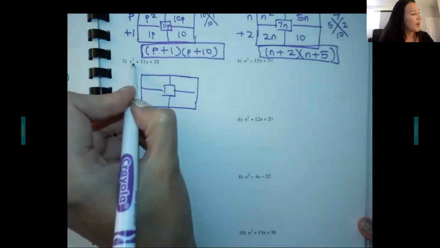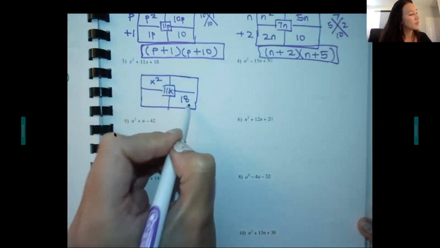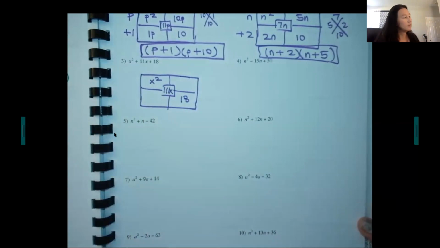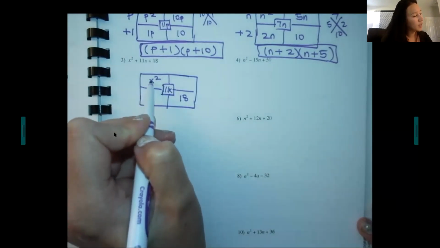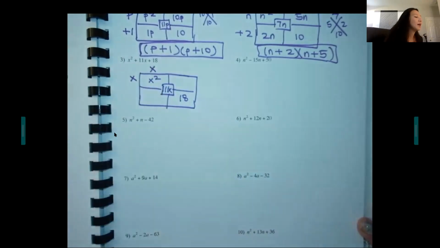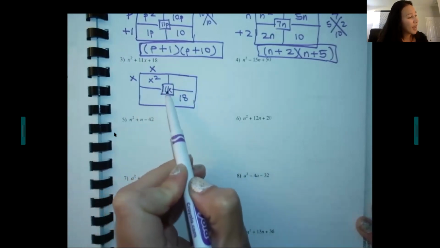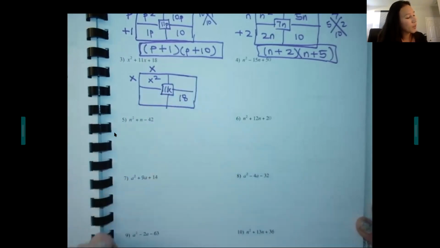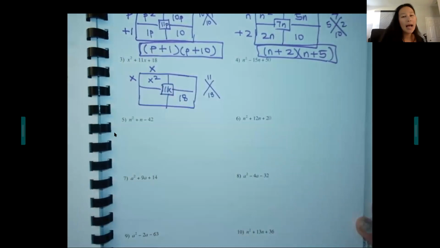Okay, so we have x squared, 11x, and 18. So we label down the middle. Okay, and then we're just working backwards, trying to figure out what's going to multiply to give us x squared. That's going to be x times x. And then remember, we're trying to figure out these two boxes have to add to 11x, and then these two multiply to 18. So what multiplies to 18 but adds to 11?